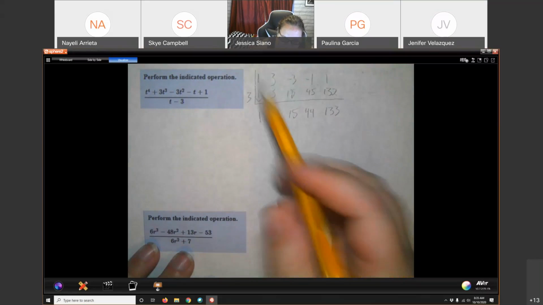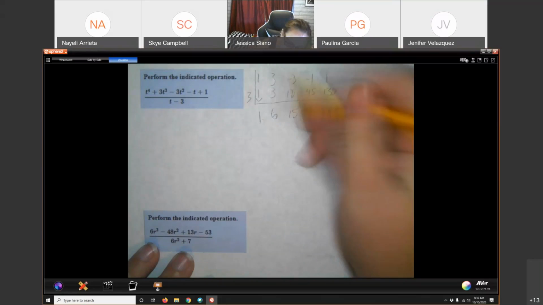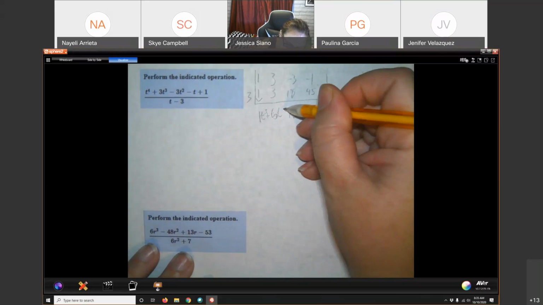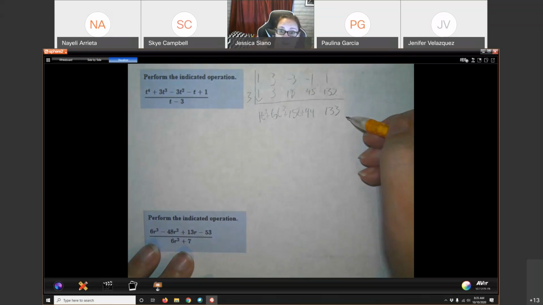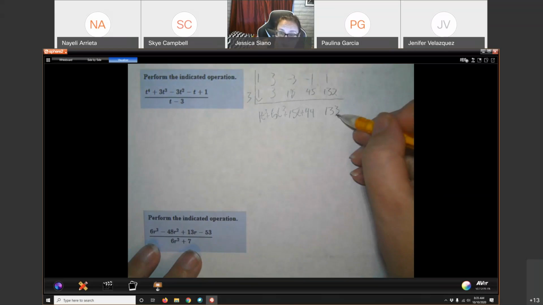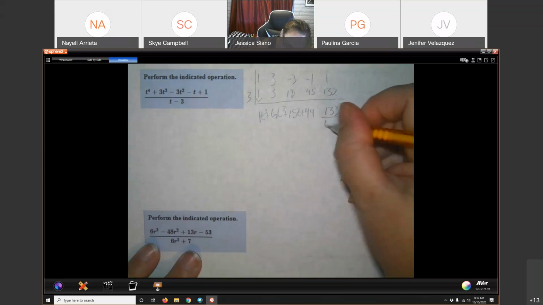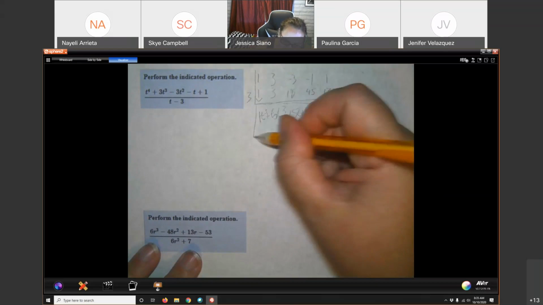And then whatever degree we had here, this is always 1 less. So this would be 1t to the third, 6t squared, 15t, and 44. And then your last term here is your remainder. So you would put that over what you divided by. So that would be my final answer.